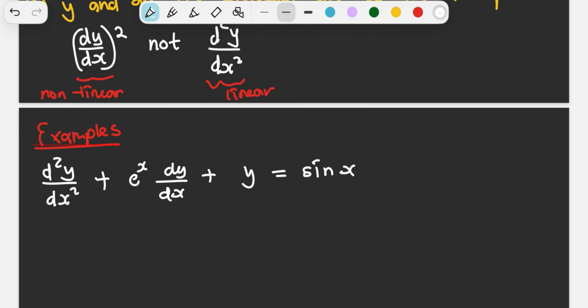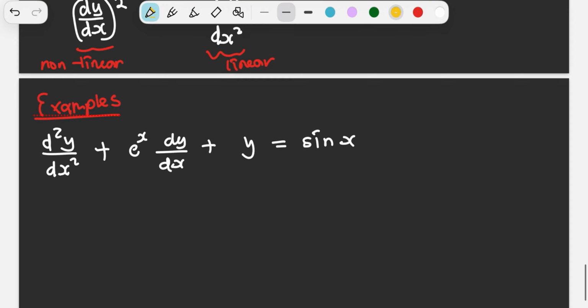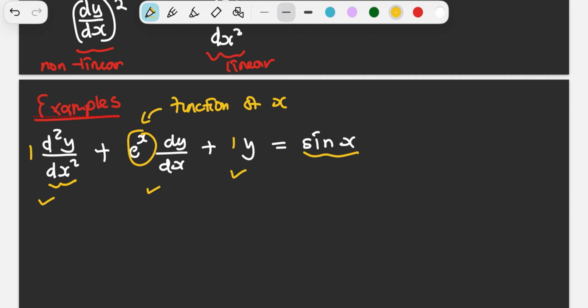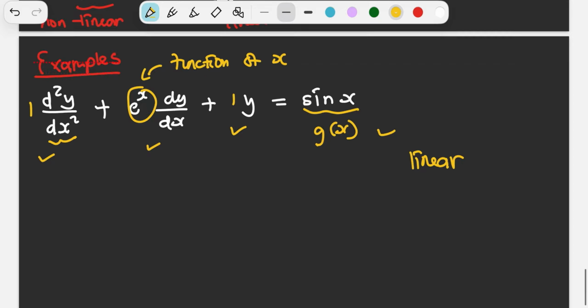It doesn't really matter. But if you look at this, what did I say are the rules to determine whether it's linear or non-linear? Behind every value of y and its derivatives, there must be pure functions of x. So you first look at this. Is there any weird thing behind it? No, there's a 1. So that's good. If you look behind this, there's e to the power of x, which is a function of x. So that's good. Behind y, there is a 1. So that's good. That's a function of x. And this is sine of x, which is good. This is just a function of x, basically, or g of x. So this is good. So I can safely say that this is linear.